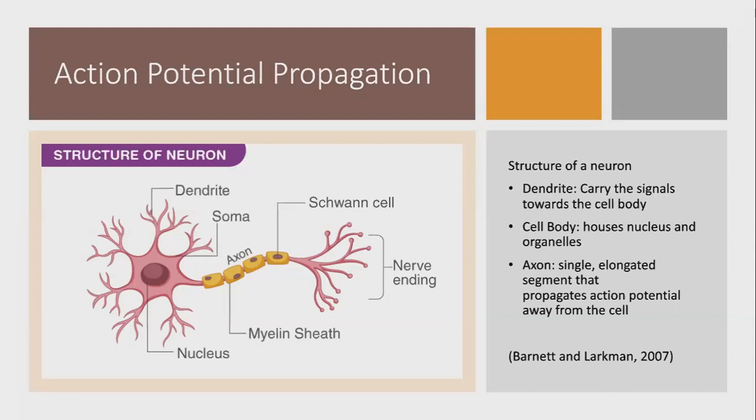So the dendrite and the cell body have receptors that are going to bind these messengers. Those two together, the dendrite and the cell body, are known as the cell input zone. And then that axon is going to go down to nerve endings, which are the axon terminal, which is where it's going to deliver its message to the next cell.